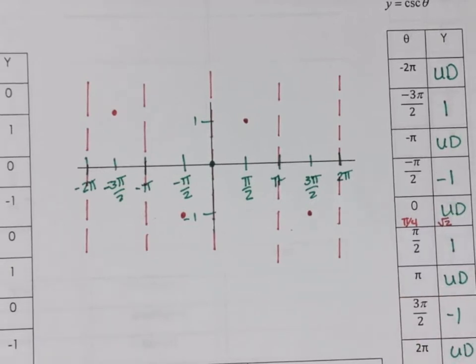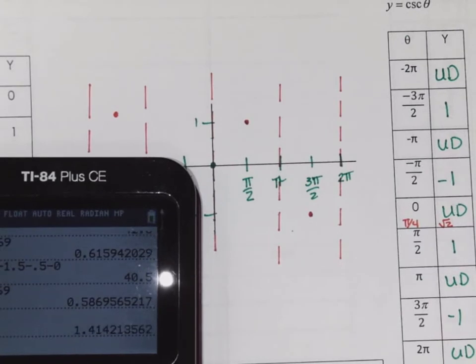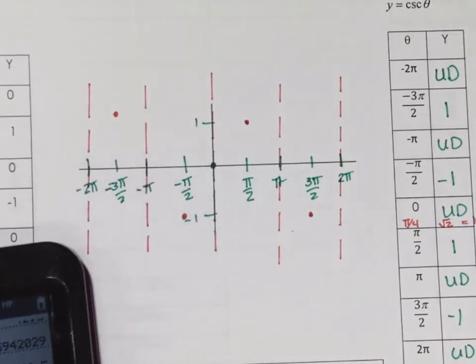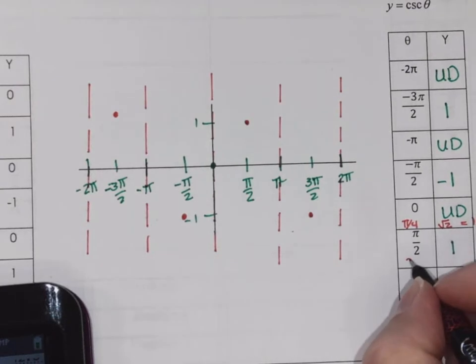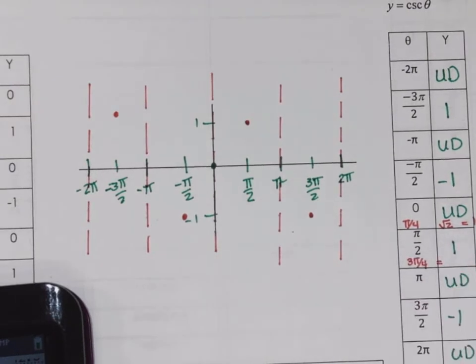If we went to 3 pi over 4, what's sine at 3 pi over 4? Root 2. Root 2 again. Okay, so if I were to plot these points, they would be greater than 1, right? So this one would be a little bit greater than 1, like here and here. Can you graph that now? Parabola.